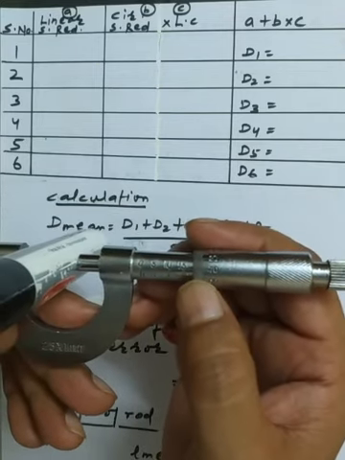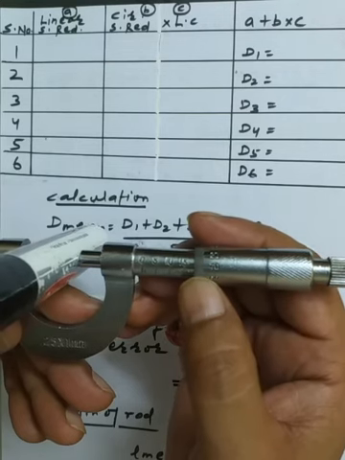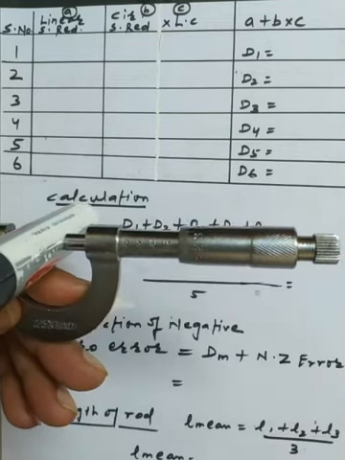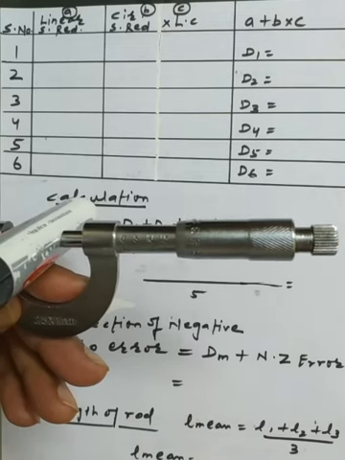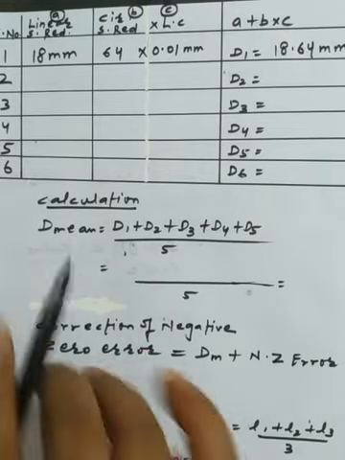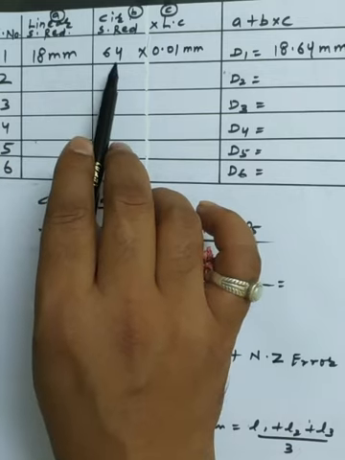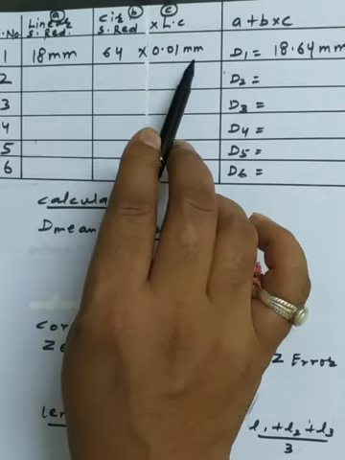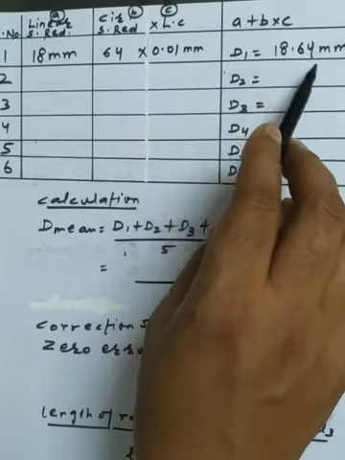Out of the 64, division is coinciding on the main scale. So this is the circular scale reading we have, and definitely we have the least count, so we can easily calculate. So here I have made the calculation of the first reading: 18 mm is the main scale reading, 64 divisions which coincide with the main scale, multiplied by the least count 0.01 mm, and the diameter we get is 18.64 mm.